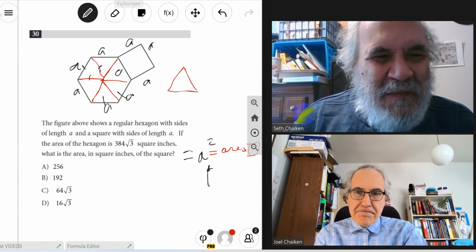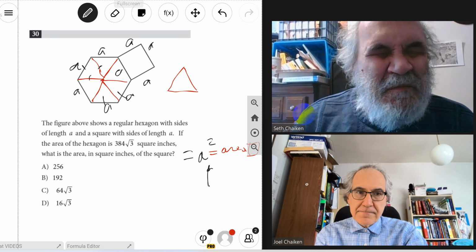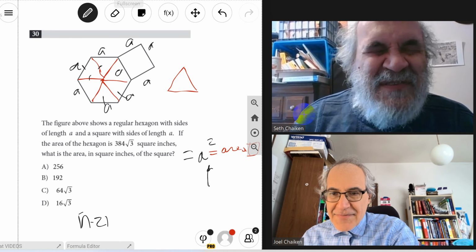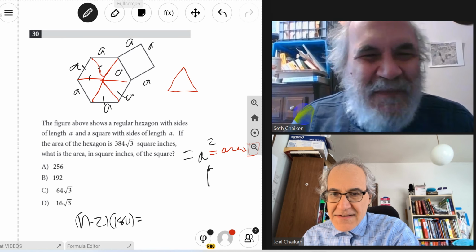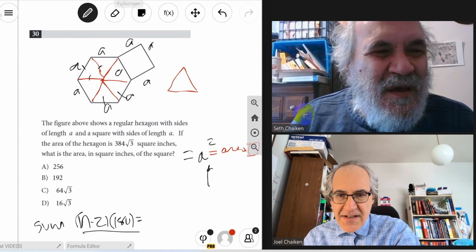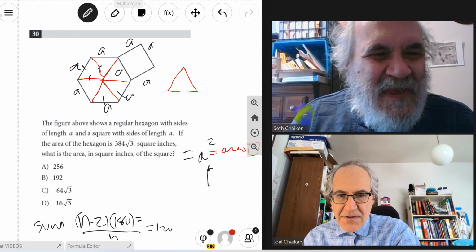With familiarity with hexagons, you could also derive it from the sum of the interior angles. The sum of the angles of a polygon is this, and then each one is this. So if n is 6, then this is equal to 120. The interior angle of the hexagon is 120 degrees.